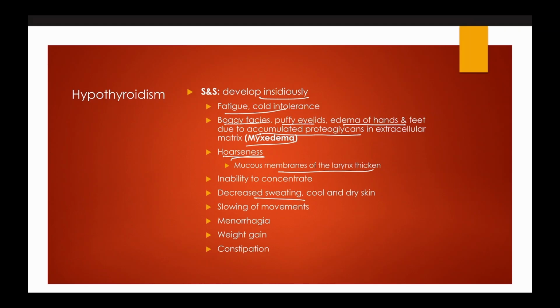Decreased sweating, cool, dry skin. Hyperthyroidism had moist, wet, warm skin. Slowing of the movements, menorrhagia, weight gain, constipation. Hyperthyroidism had diarrhea, going too fast. So again, opposites. You don't have to study both. Study one, and you know the other one's the opposite.